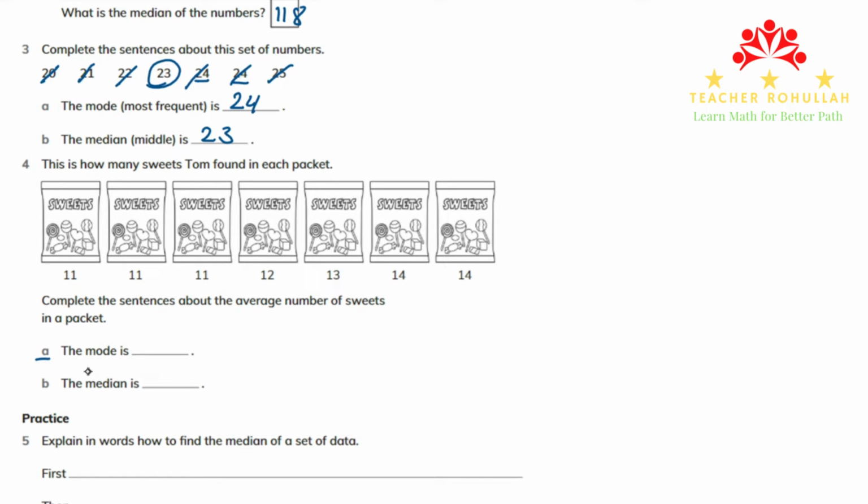In part A, it says, the mode is... you know that the mode is the number that occurs most often. So here the number that occurs most often is 11. 11 has occurred 3 times. So the mode is 11.